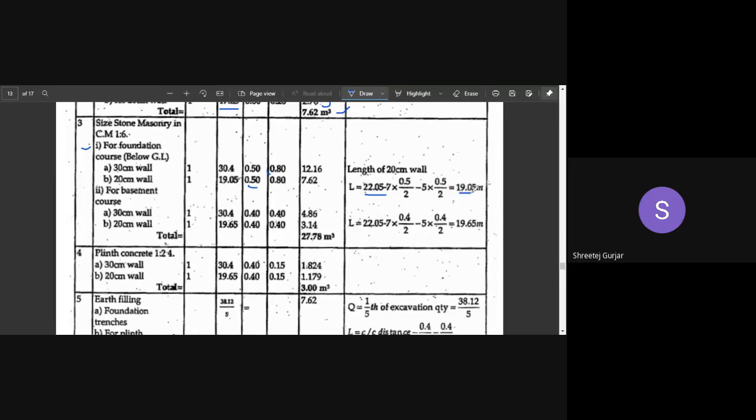So this is 9.05 meters, which I'll substitute here, and after I multiply the number into L into B into D, I get these quantities. Next, for the basement, I've told you that from above the ground level going up to plinth level is called the basement. So for that, 30 centimeter wall and 20 centimeter wall we have to calculate separately.